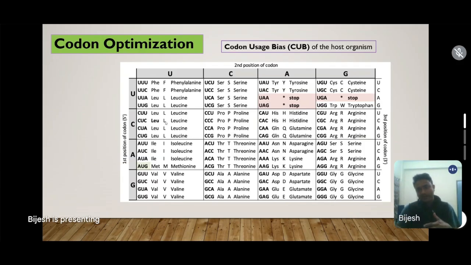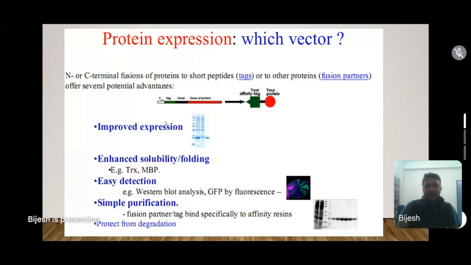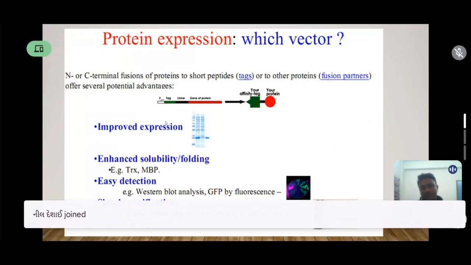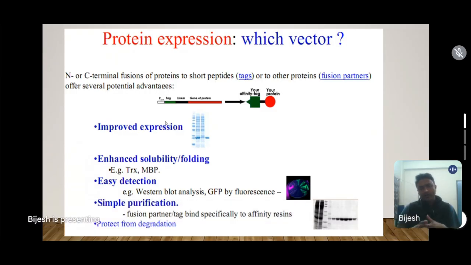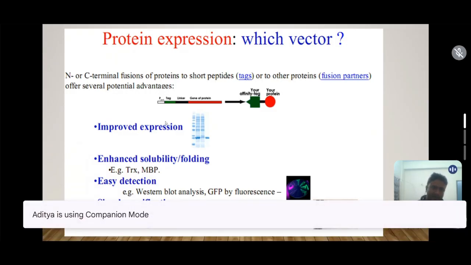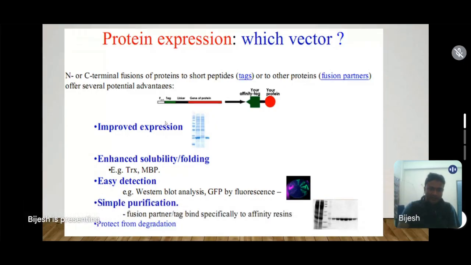So now we are changing our sequence to make it suitable for our yeast system. Now the question comes: which vector, which plasmid will we use? Now we know our protein, and what we want is improved expression of the protein.